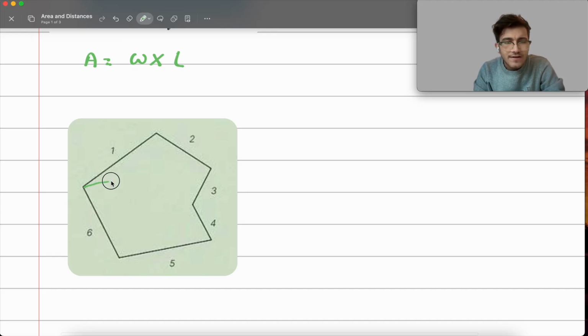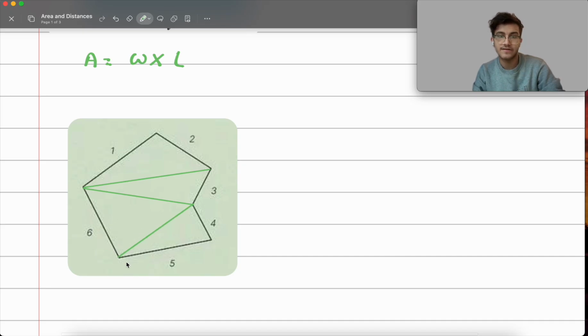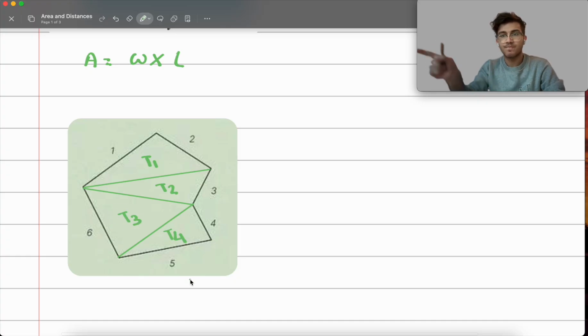So the first one is going to be this triangle, right? The other one is going to be this triangle. Oh, that's good. The other one is going to be these two triangles. Wow. So we divided a single shape into 4 different triangles. Let's name them T1, T2, T3, and T4. And let's name the whole shape D, or any other name.